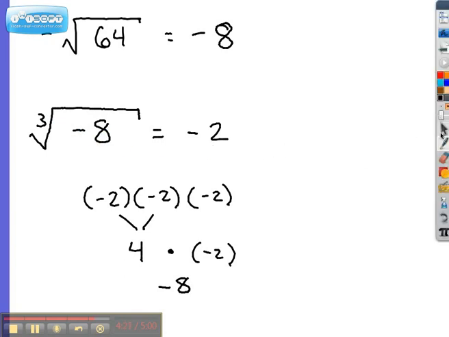So that is roots, square roots, and cube roots. Hopefully that makes a little bit more sense to you if you are having any problems with it.